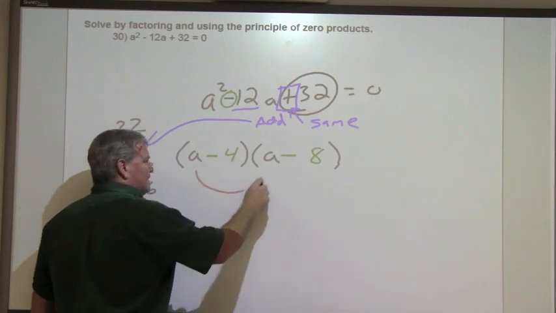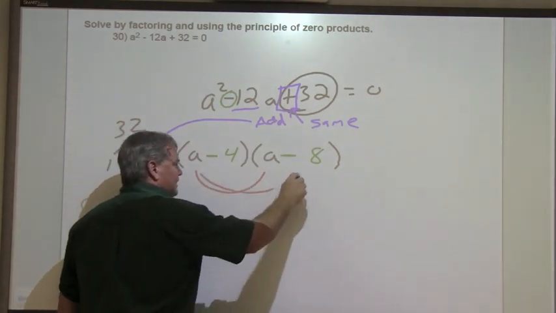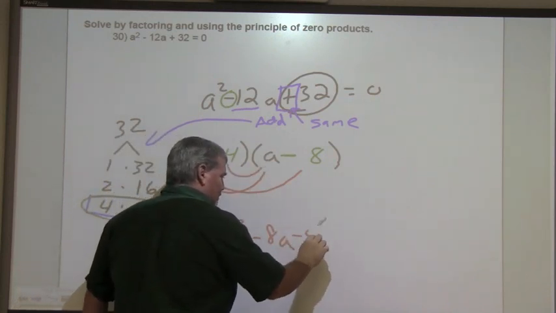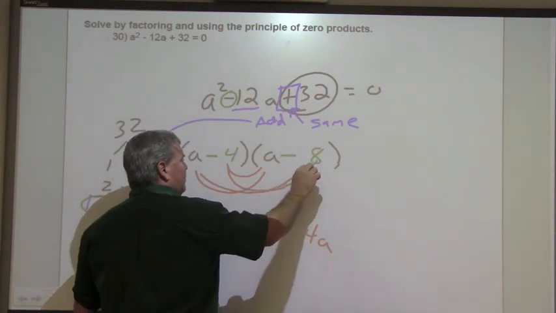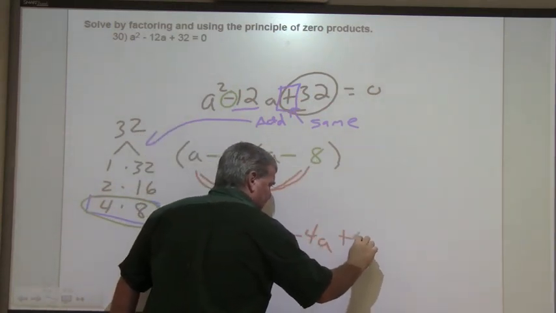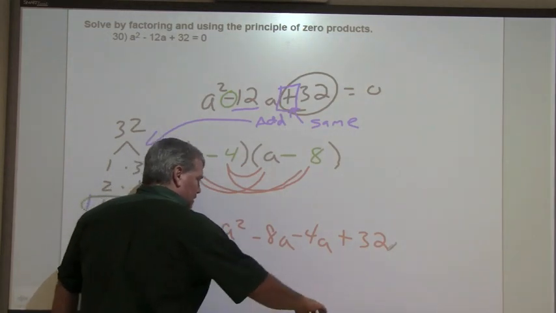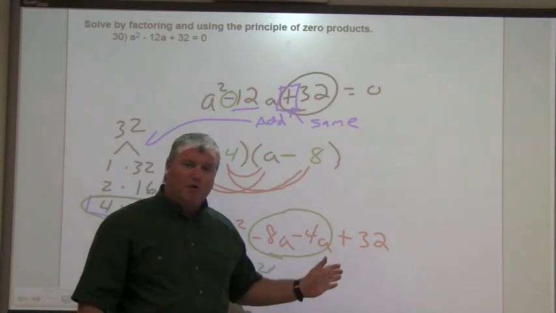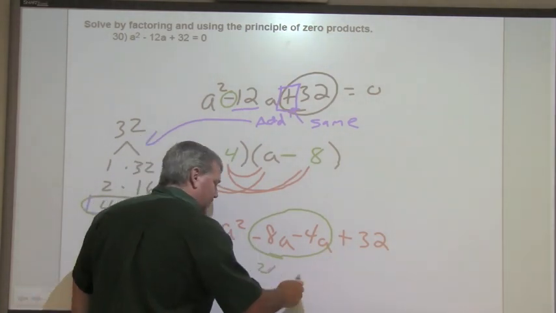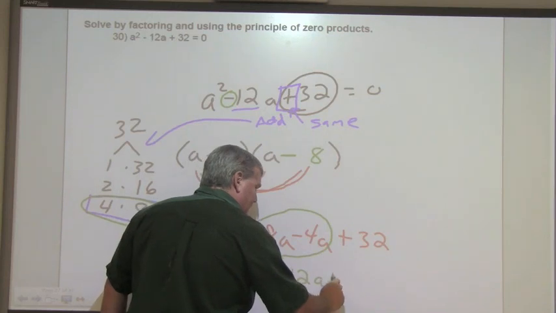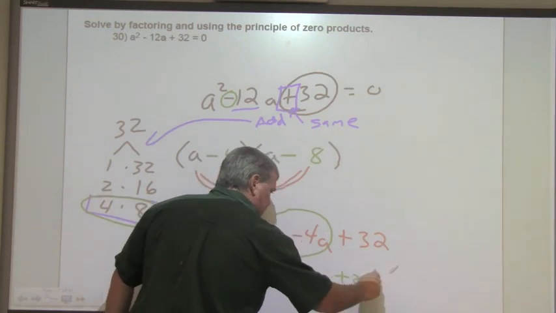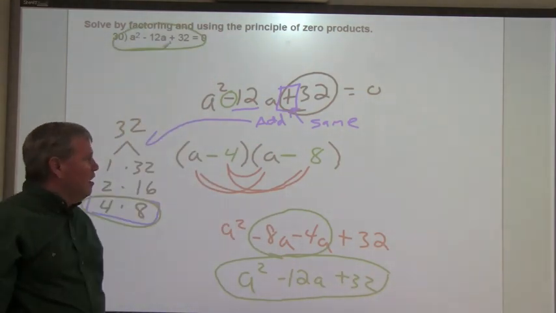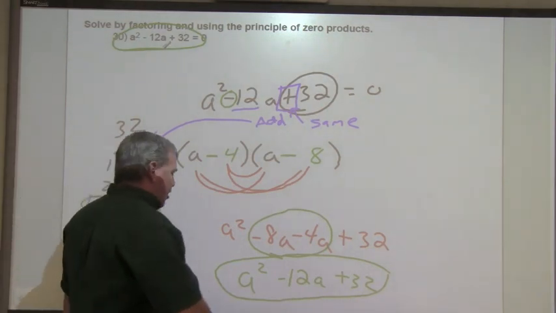Let's check it. A times A is A squared. A times negative 8, negative 8A. Negative 4 times A, negative 4A. Negative times a negative, 4 times 8, positive 32. Look at your middle terms, add them together, because they're the same sign. We add and keep that sign, so negative 8 and negative 4 make negative 12A, plus 32. Does it match? Absolutely.